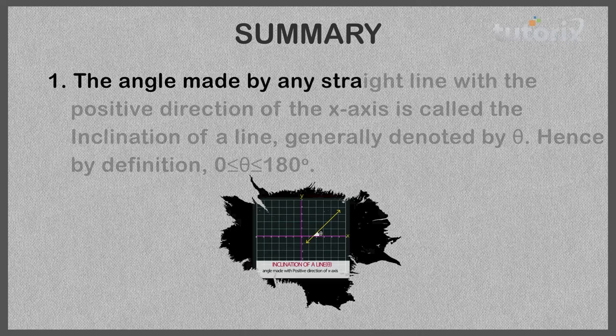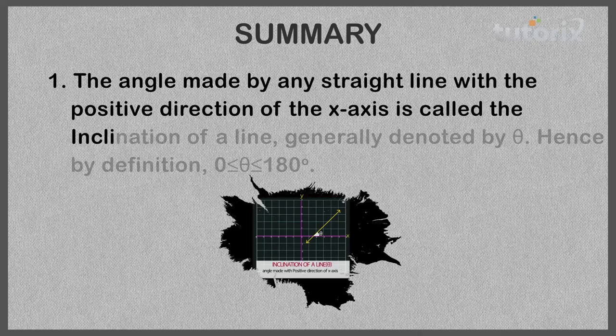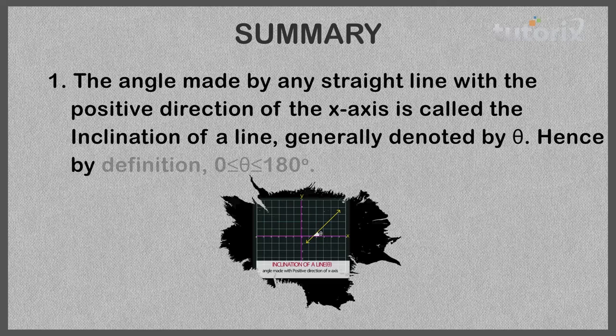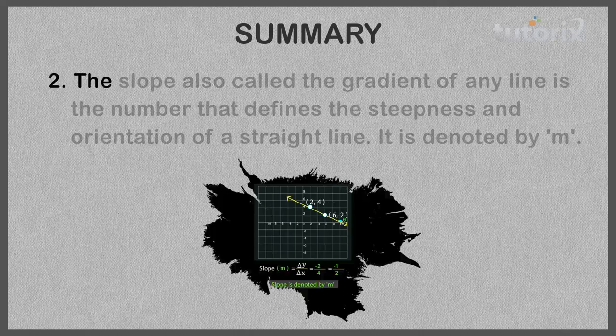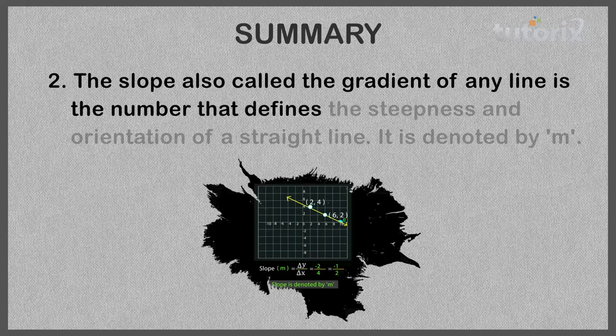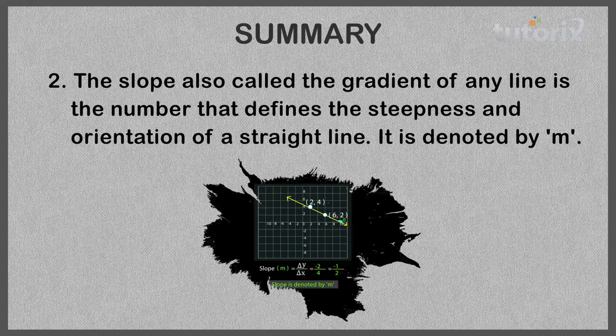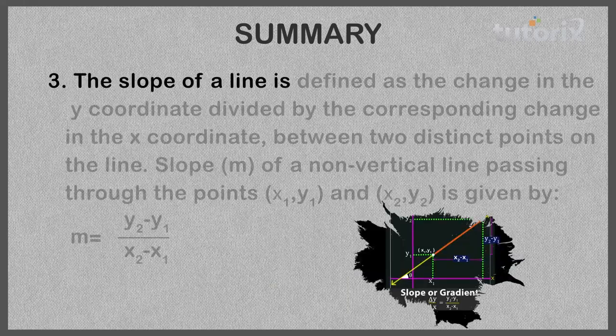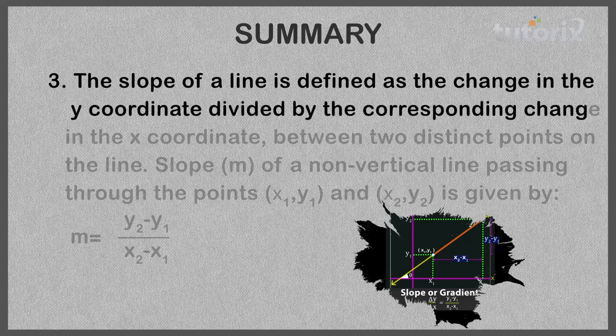The angle made by any straight line with the positive direction of the x-axis is called the inclination of that line, generally denoted by theta. Hence, by definition, 0 less than or equal to theta less than or equal to 180. The slope, also called the gradient of any line, is a number that defines the steepness and orientation of a straight line. It is denoted by the letter m. The slope of a line is defined as the change in the y coordinates divided by the corresponding change in the x coordinate between two distinct points on the line.